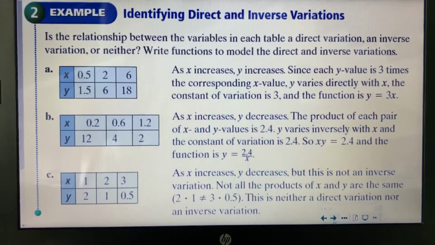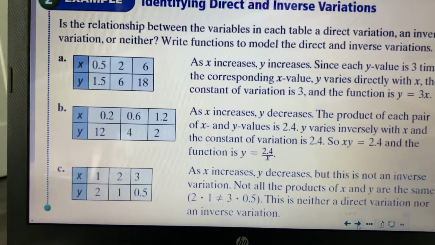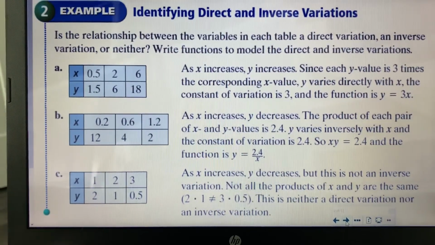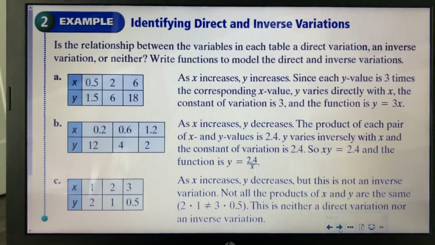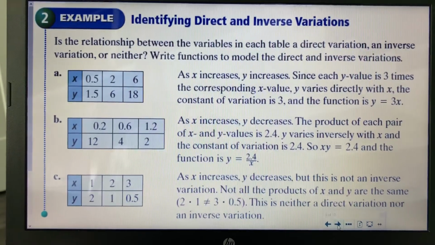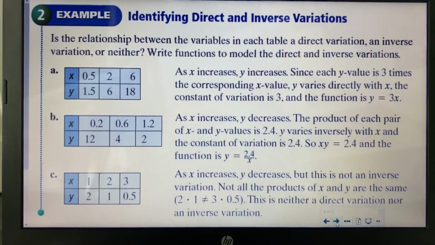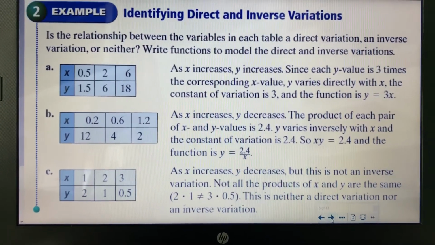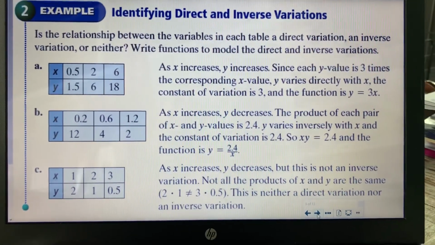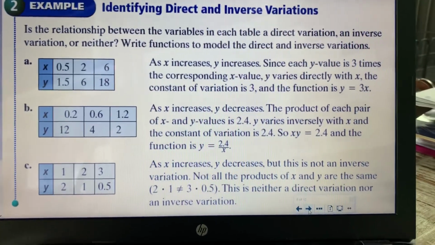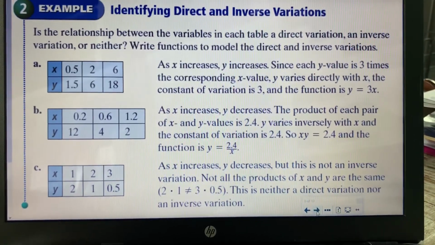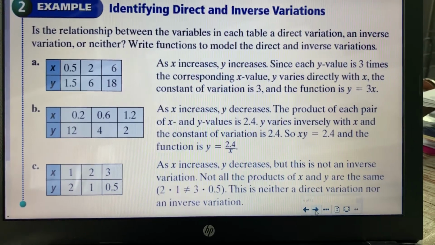In example B, the x values go from 0.2 to 0.6 to 1.2. Those x values are also increasing, but this time the y values are going down from 12 to 4 to 2. So the x's are increasing and the y's are decreasing. When they do opposite things like that, you have to check to see if it's an inverse relationship. So inverse relationships, in order to find k, you multiply the x and y together.